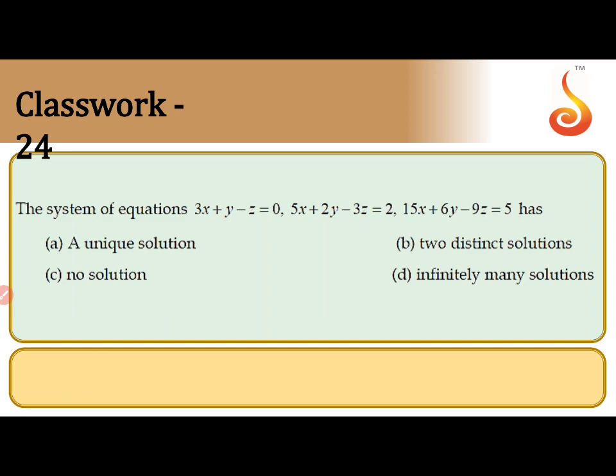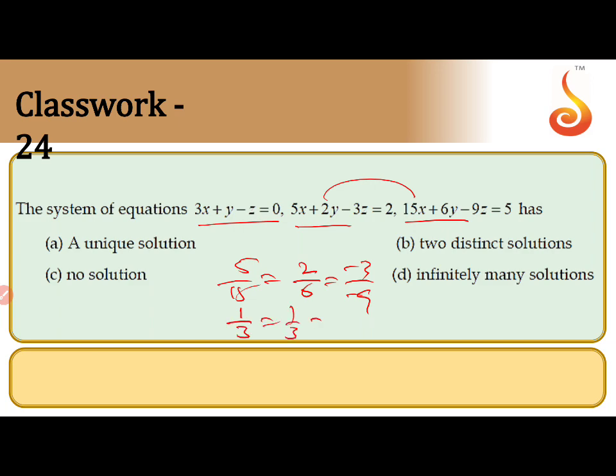The system of equations has how many solutions? The same logic can apply from the previous one. So this one is given. If you observe in these two, is there any identical property there? Here 5 by 15 equal to 2 by 6 equal to minus 3 by minus 10. Is there any valid? 1 by 3 equal to 1 by 3 equal to 1 by 3. That means these two are parallel. They never intersect. In this case, no solution.